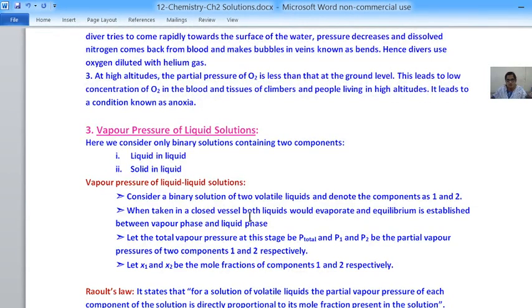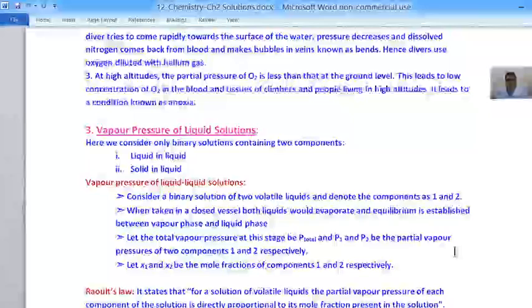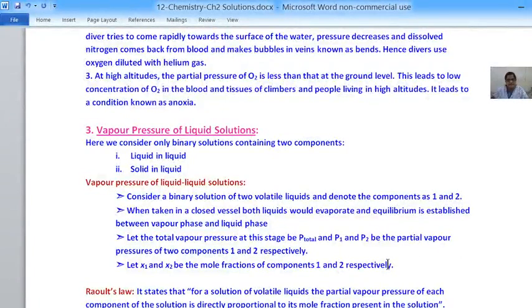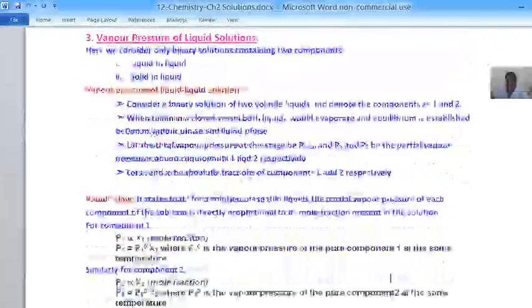In the closed vessel, both the components escape from the liquid phase into the vapor phase, and finally an equilibrium will be established between the vapor phase and the liquid phase. Let the vapor pressure at this stage be P total. That is, the volatile liquid will escape into the vapor phase and exert a pressure, called the total vapor pressure, denoted by P total. P1 is the partial pressure of component 1 and P2 is the partial pressure of component 2. Let Chi1 and Chi2 be the mole fractions of components 1 and 2 respectively.